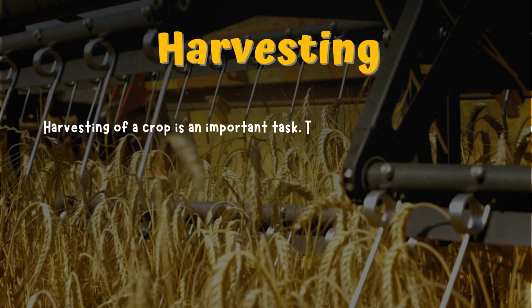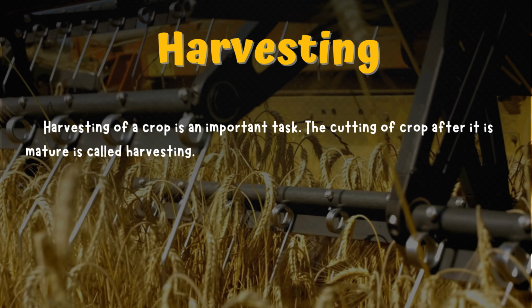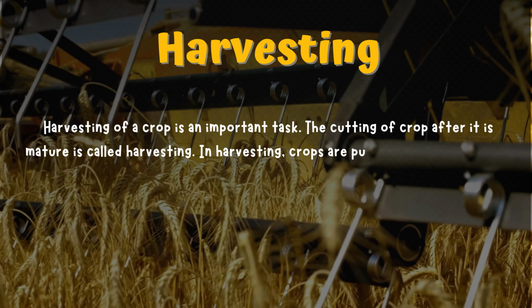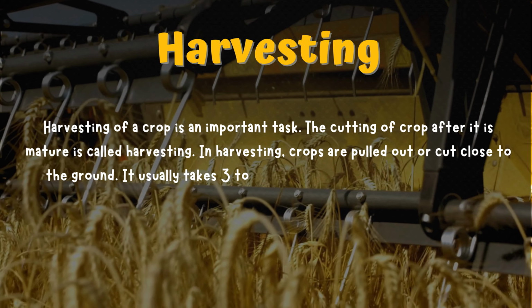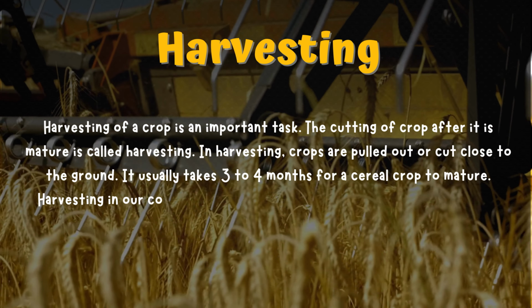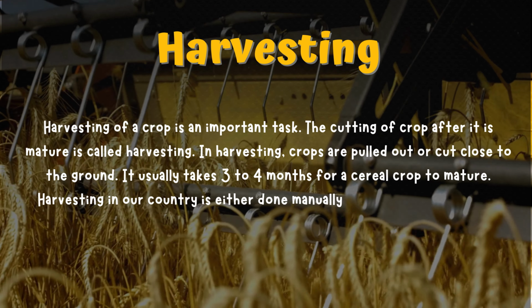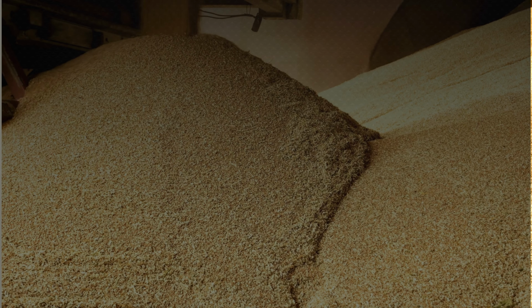Harvesting. Harvesting of a crop is an important task. The cutting of crop after it is mature is called harvesting. In harvesting, crops are pulled out or cut close to the ground. It usually takes 3 to 4 months for a cereal crop to mature. Harvesting in our country is either done manually by sickle or by a machine called harvester.